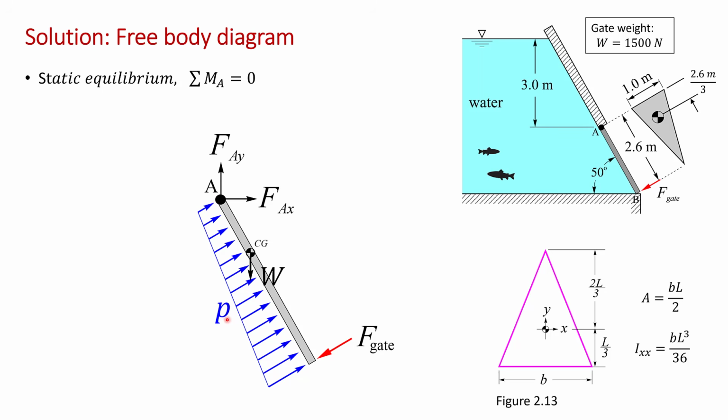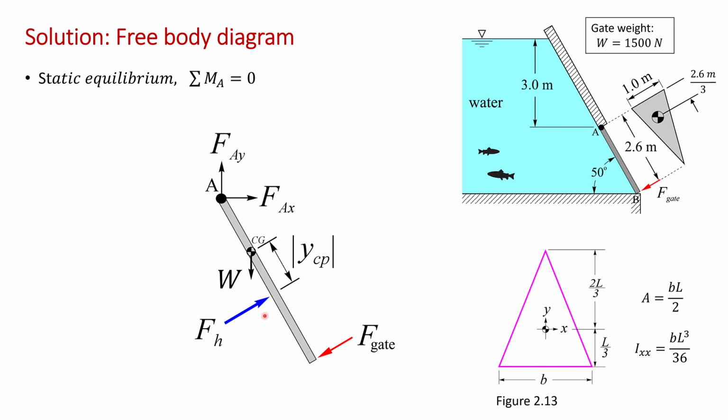the hydrostatic pressure distribution, and the weight of the gate, which acts at the centroid. And we're going to assume this gate is a uniform thickness plate, so the centroid is located at the centroid of a triangle, so at 1/3 from the base. And also we have the gate force, F gate, that we're looking for applied at B.